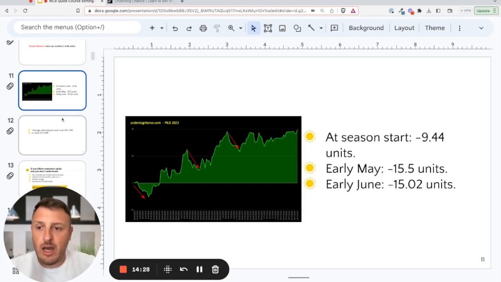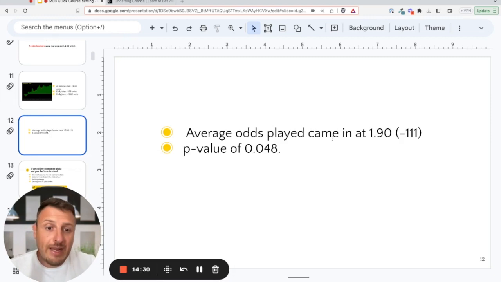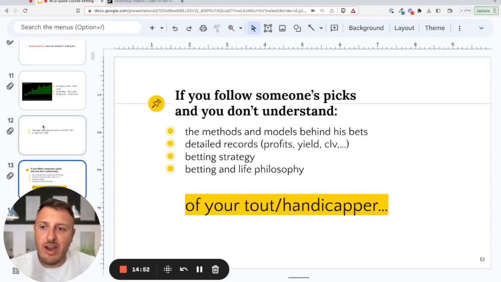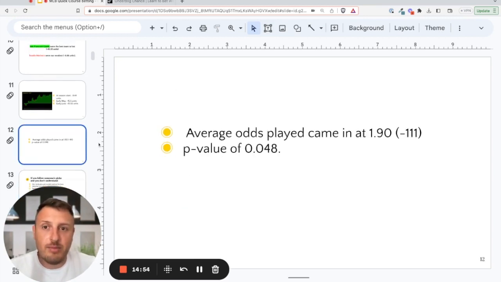Average odds played came in at 1.90 or minus 111. So this is the average odds. There were some underdogs, there were some bigger favorites, but the average was minus 111. P-value 0.048. This basically means that if my results are statistically significant, there is a 5% chance that the results are based on luck.